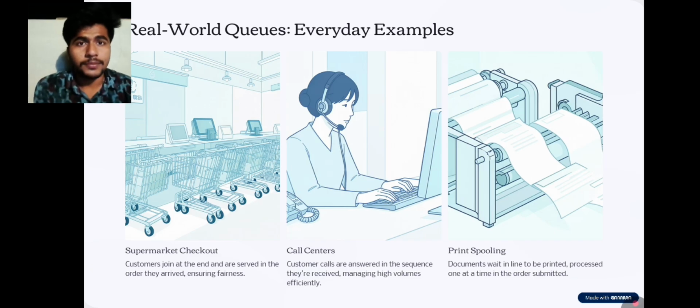Real world examples of queues: supermarket checkout, call centers, print spooling. First, supermarket checkout. Customers join at the end and are served in the order they arrived, ensuring fairness. Next, call centers. Customers' calls are answered in the sequence they are received, managing high volumes efficiently. Next, print spooling. Documents wait in line to be printed, processed one at a time in the order submitted.